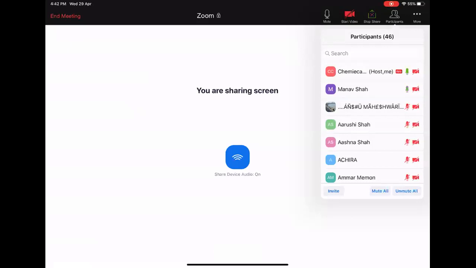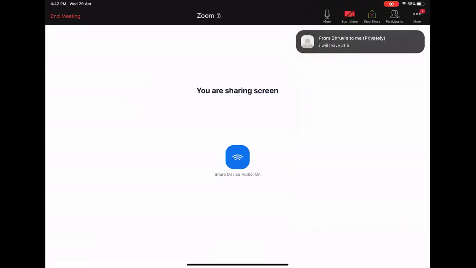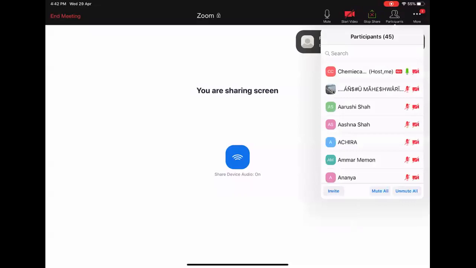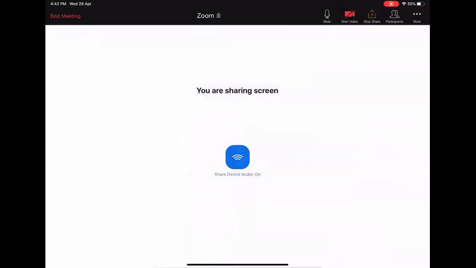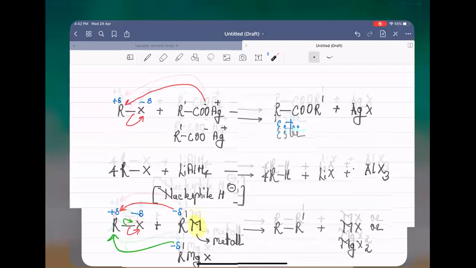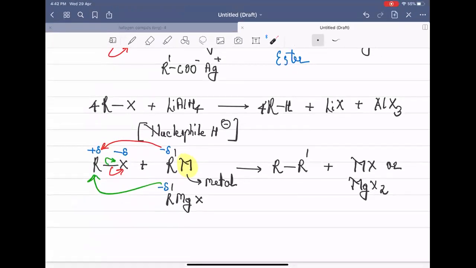Achira, you all, if you have to leave, you can leave, right? I think who else, I don't know, but those who have to go, you can go, please. Okay, done. So if you have to go at 5, you can leave at 5. Till then, enjoy chemistry. What else? Let us go back to the work, right?